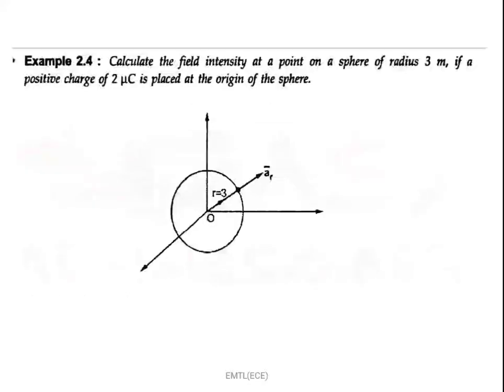And the next problem: calculate the field intensity at a point on a sphere of radius 3 meters if a positive charge of 2 microcoulombs is placed at the origin of the sphere. So when you observe the figure, this is a sphere having radius 3 meters, and a positive charge, that is 2 microcoulombs, is placed at the origin, that is at O.